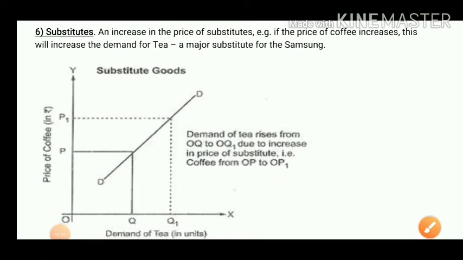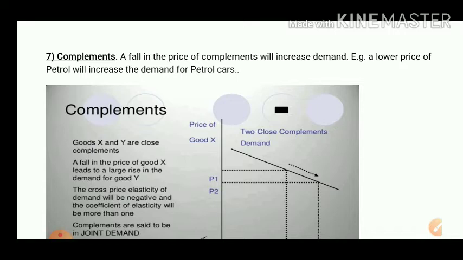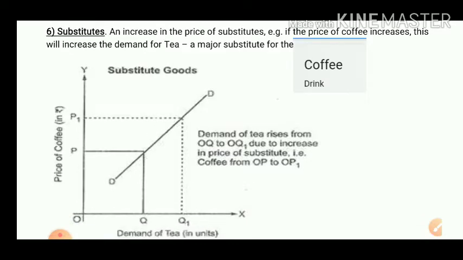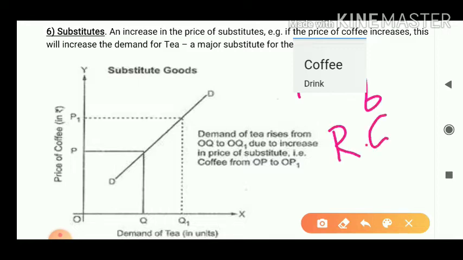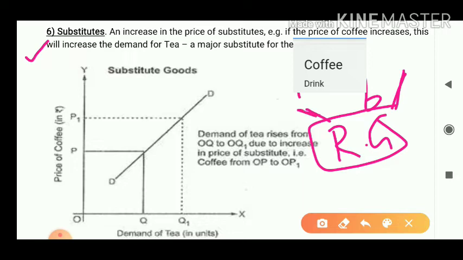Okay, now we'll head towards the sixth point, that is substitute goods. The next, seventh point is complementary goods. These two points are connected with each other, and in most books they are given as subheadings under the main heading, price of related goods. There are two types of related goods: one is substitute goods, called substitutes, and the other is complementary goods, which is the seventh point. We will study how these two goods affect demand in the market.